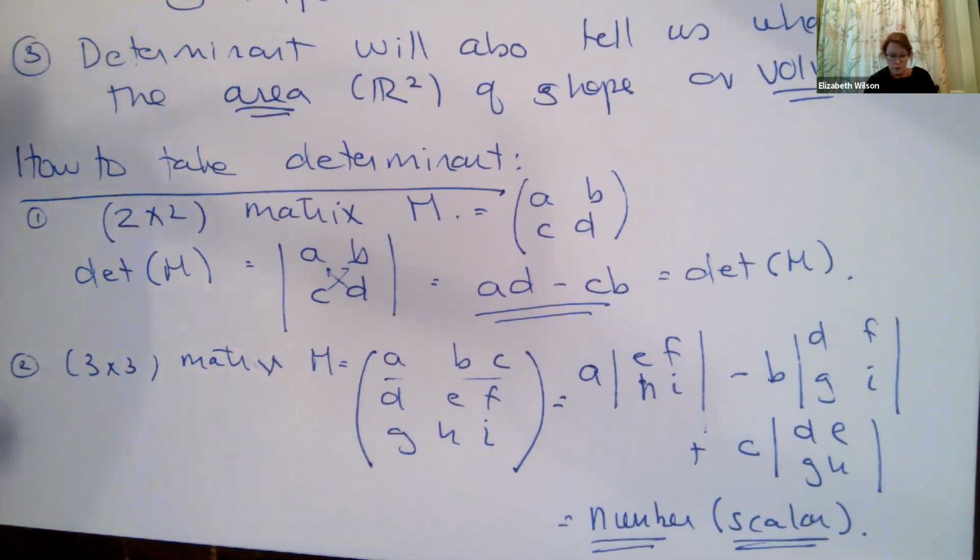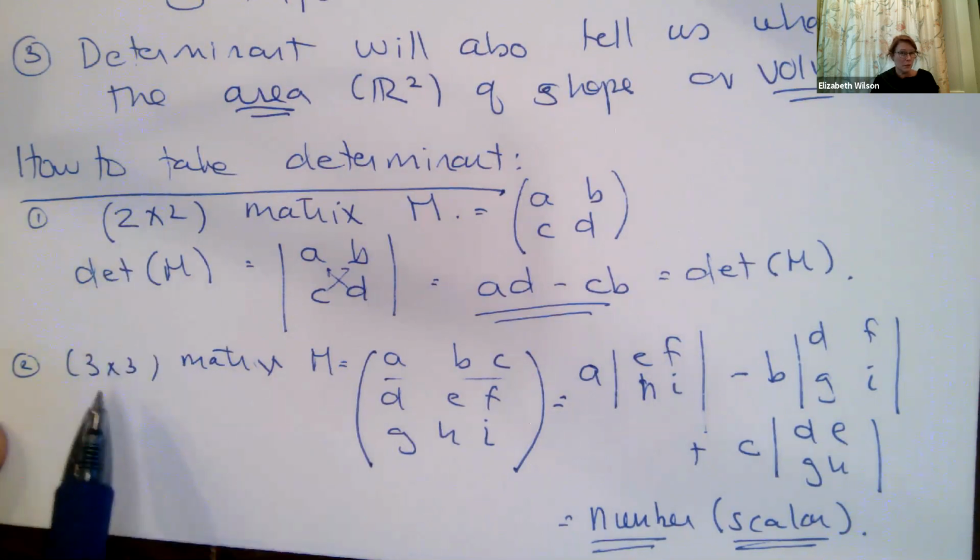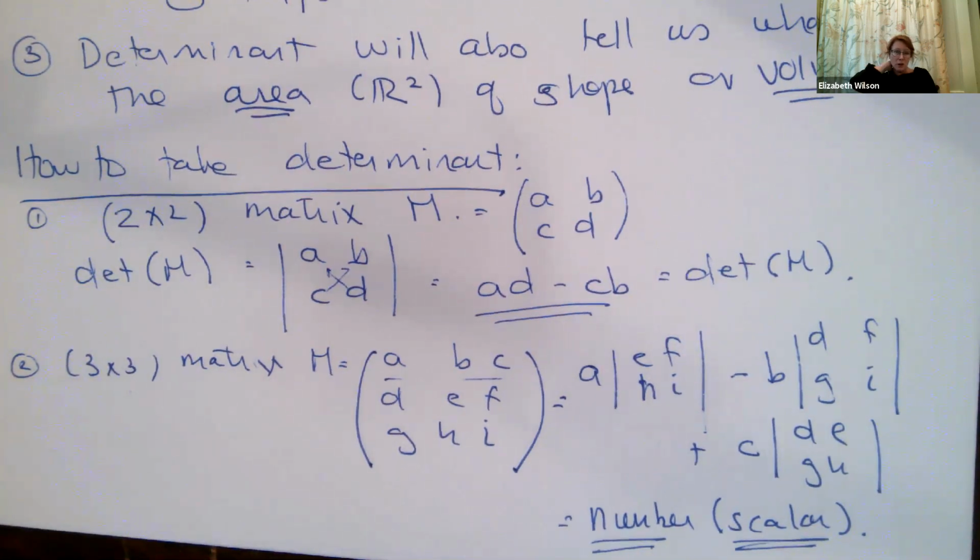So this will also extend into higher dimensions, 4 by 4, 5 by 5. I need to have a square matrix in order to do a determinant. But we're only going to cover 2 by 2 and 3 by 3 because the higher dimensions are out of the scope of this class. But just so you know, you could take the determinant of any higher ordered matrix.